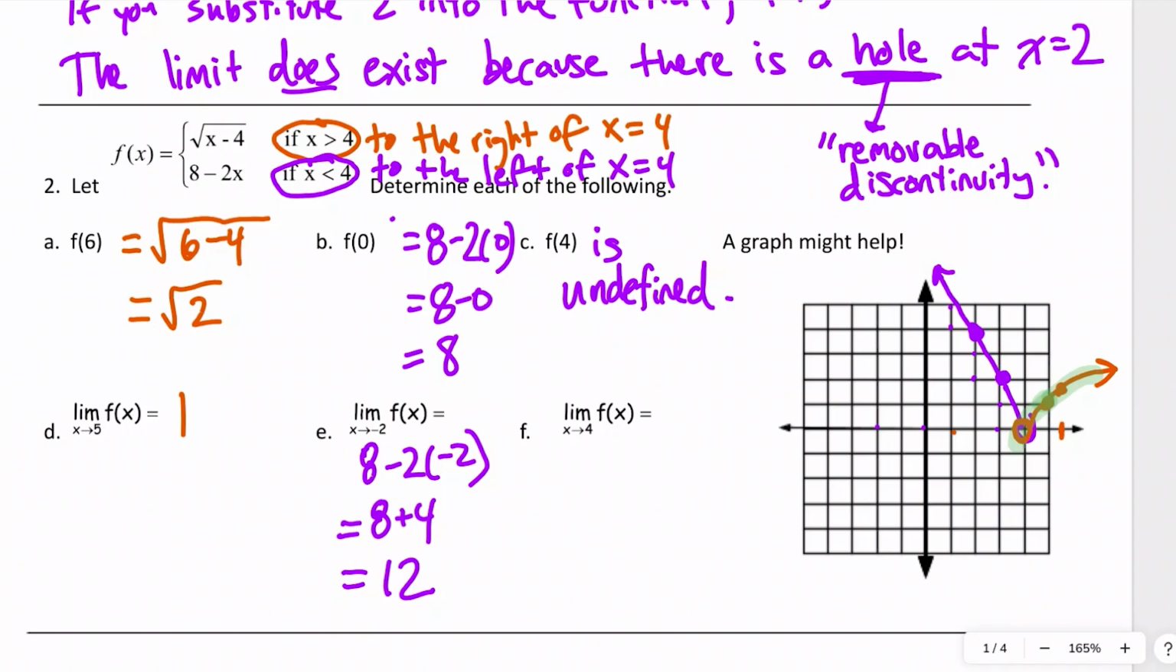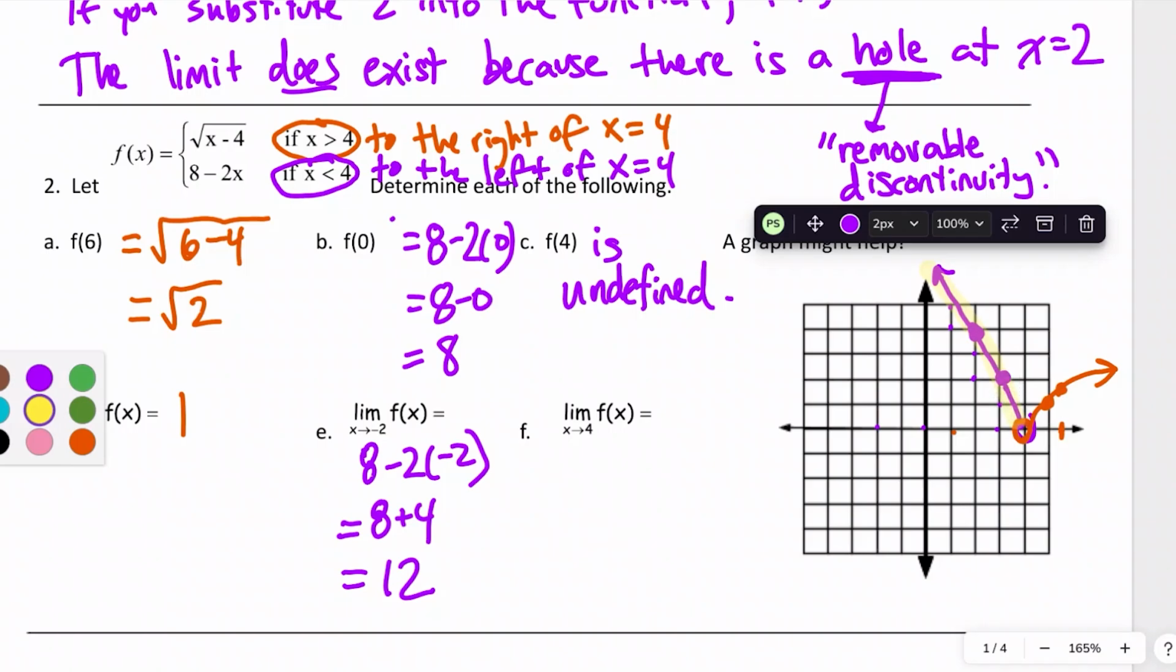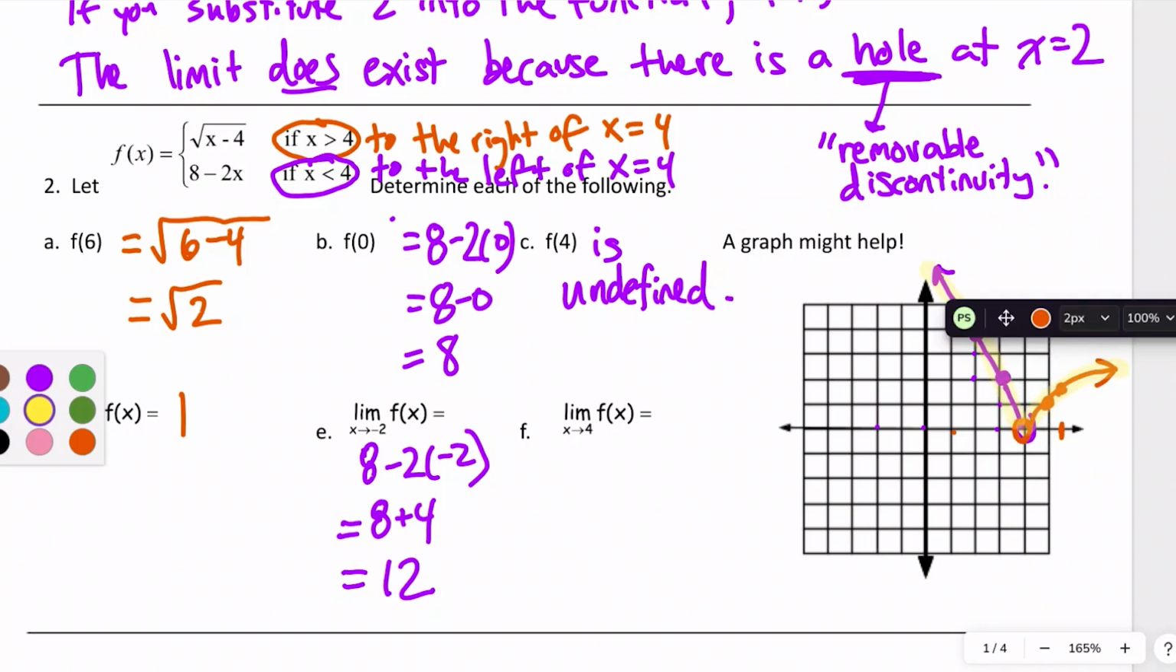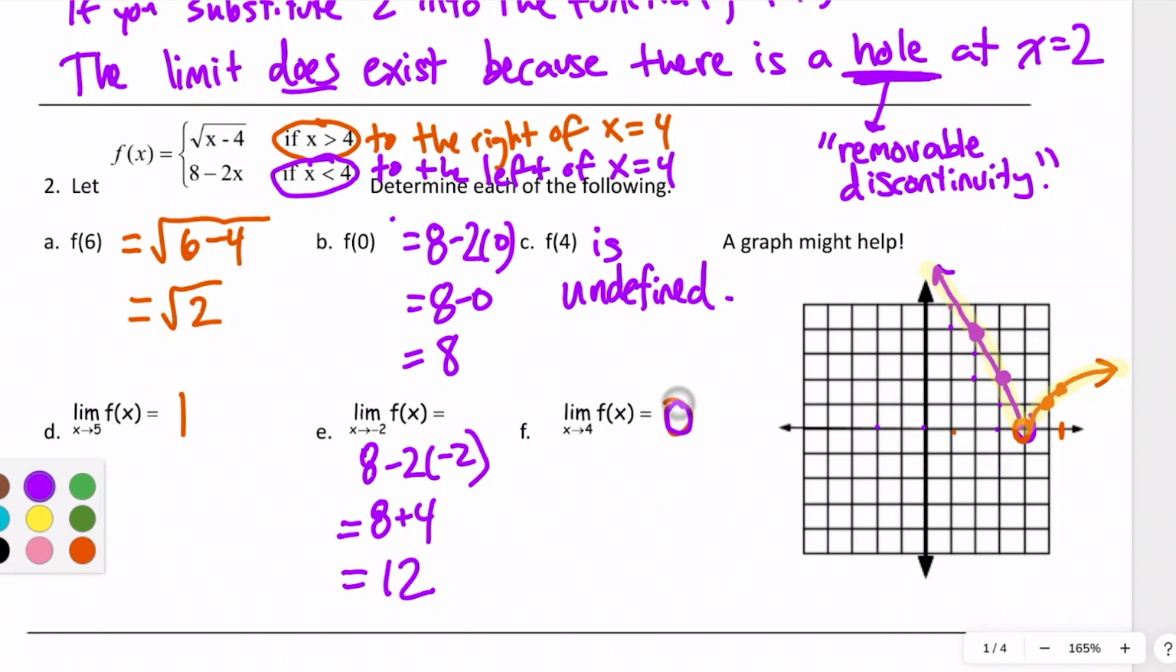For F, it says the limit as x approaches 4. Since x is approaching 4, we have to check from the left and the right. Now 4 is that break point, that point where the left-hand side is meeting the right-hand side. So let me clear up this little highlighting here. As we approach 4 from the left and we approach 4 from the right, even though the function's undefined at 4, the limit as x approaches 4 is 0. I'll do it in both colors because you're looking at both sides there.